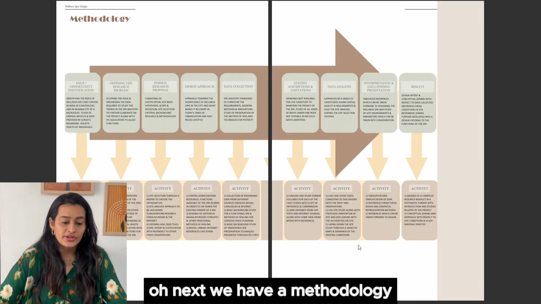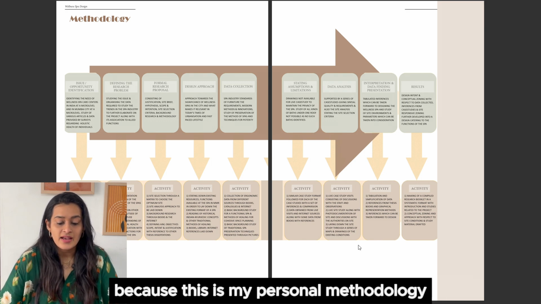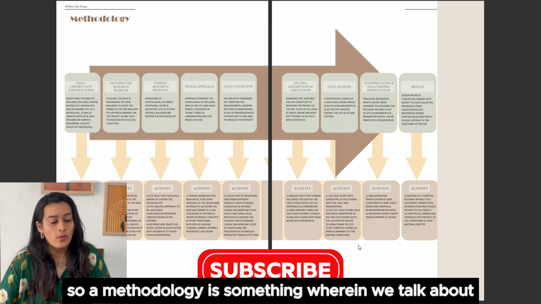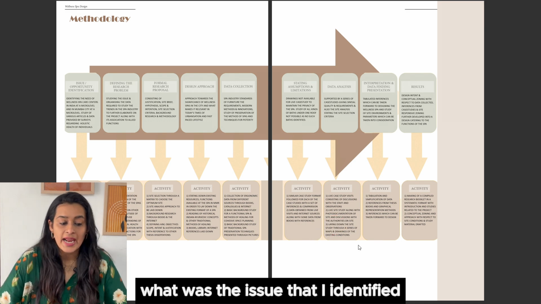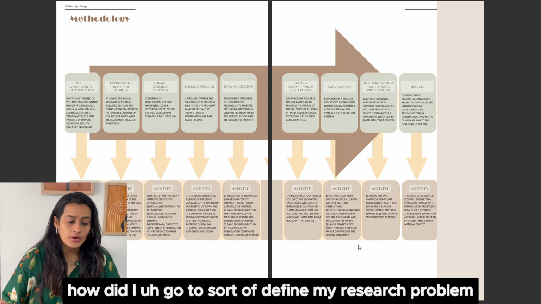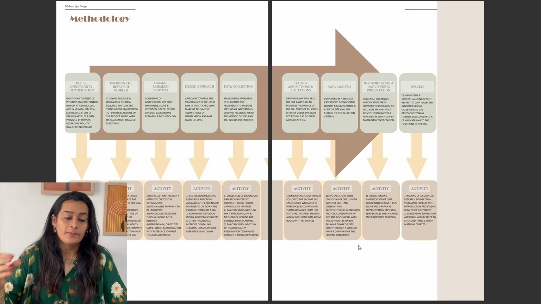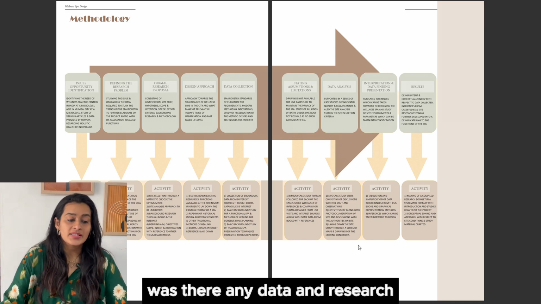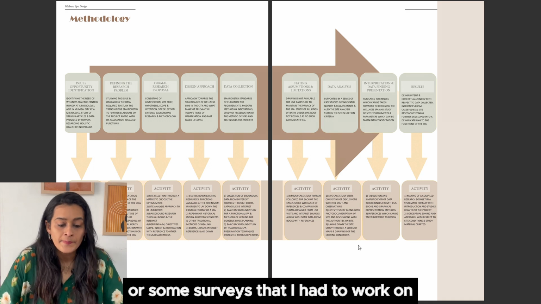Next we have a methodology, and please don't take a screenshot of this because this is my personal methodology. A methodology is something wherein we talk about how I started doing this project, what was the issue that I identified, how did I define my research problem, then how did I make a formal proposal, how did I approach my design. Now, according to my design, was there any data and research or some surveys that I had to work on?